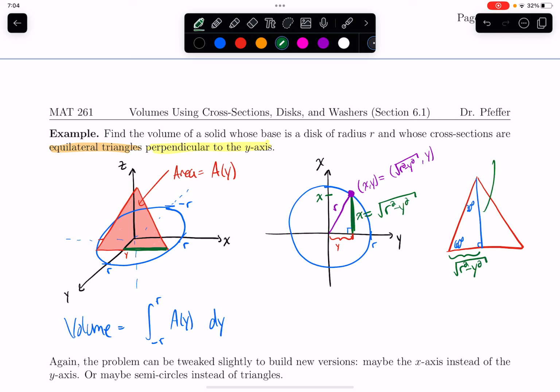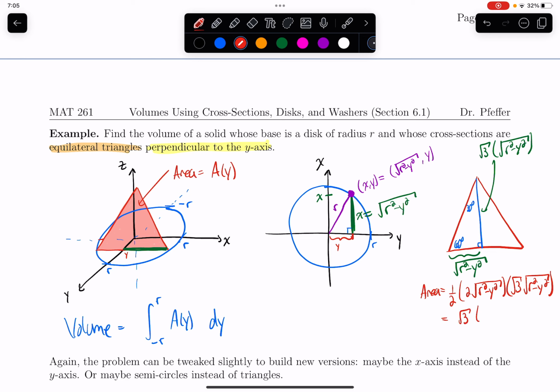What that means is that the height is equal to the square root of 3 times the square root of r squared minus y squared, because it's a 30, 60, 90 triangle, so that's from trigonometry. What that means then is that over here on the right, the area is equal to 1/2 the base, which is twice that square root object in the bottom, times height, which is now the square root of 3 times the square root of r squared minus y squared. This will simplify into simply the square root of 3 times, without the square root, r squared minus y squared.